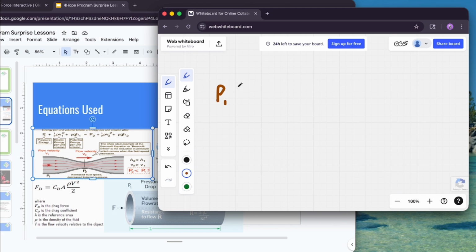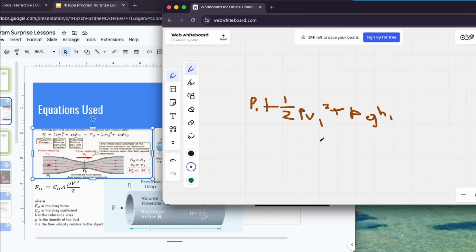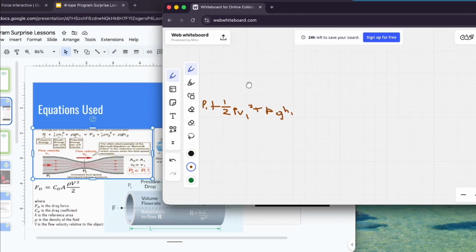So we have P1 plus half PV1 square plus PGH1. Alright, so now we're going to set this equal to the P2 plus, oh gosh.